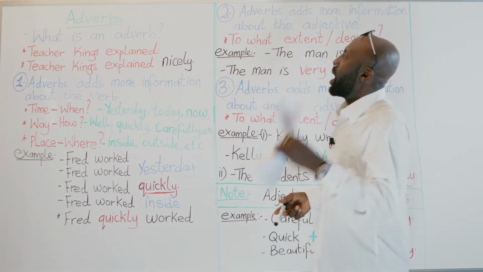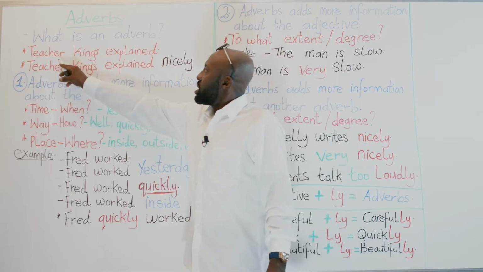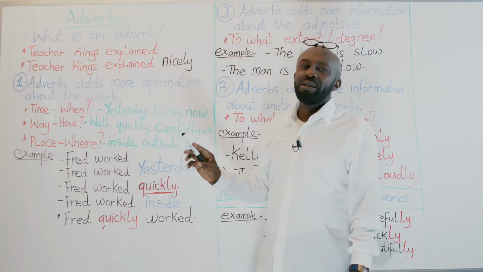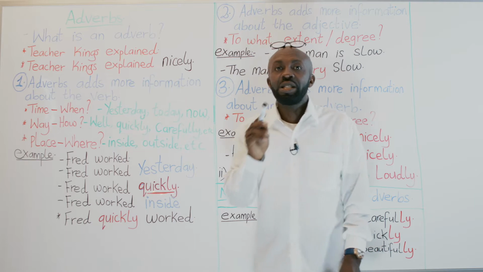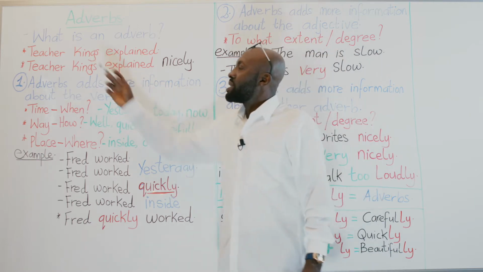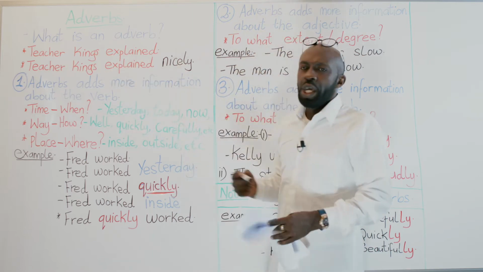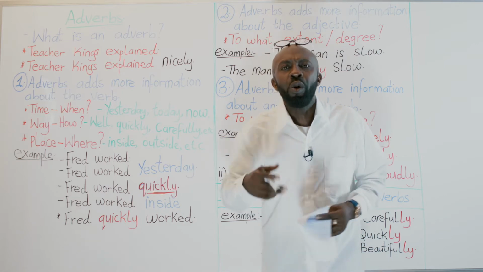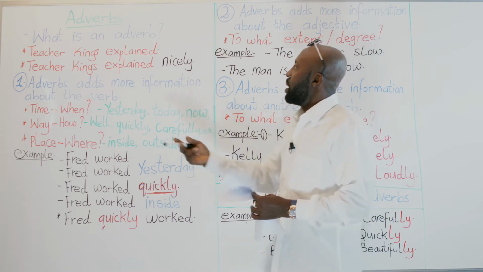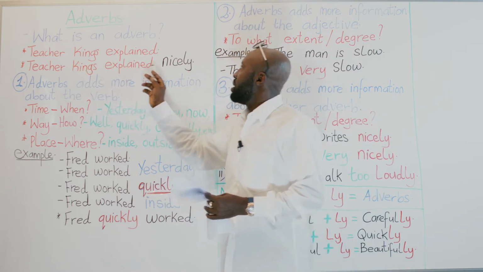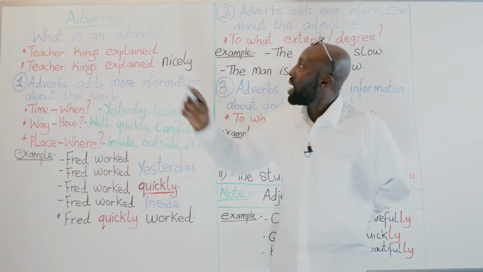Let's look at this short three-worded sentence. Teacher Kings explained. Explained here is a verb, and Teacher Kings is a subject. So we have a subject and a verb. Now, if you wish to know how Teacher Kings explained, you will say, Teacher Kings explained nicely. So nicely is an adverb.